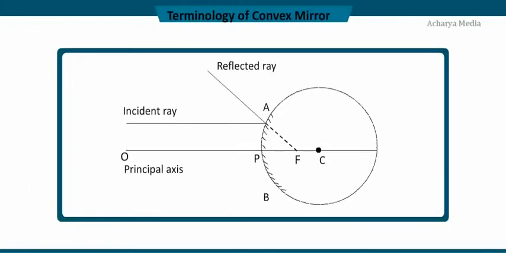Convex mirrors also have the following terms used to describe image formation, as in a concave mirror: pole of mirror P, center of curvature C, radius of curvature R, principal axis OP, principal focus and focal length. Let us now see how images are formed in a concave mirror for objects at a larger distance.